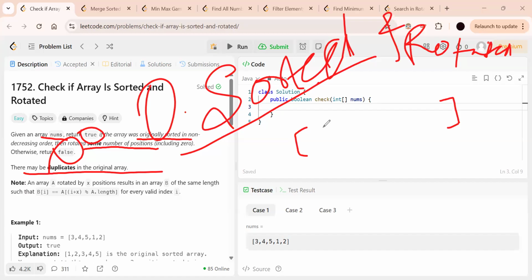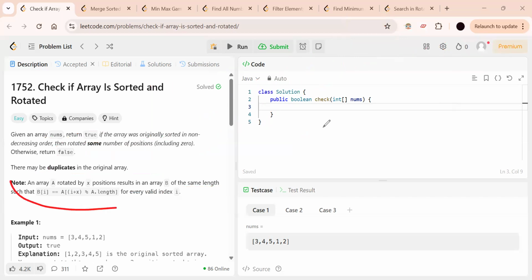An array A rotated by X positions results in array B of the same length such that B of i equals A of (i plus X) modulus A.length for every valid index. Don't worry about this one. Let me give you the example. You will get it.